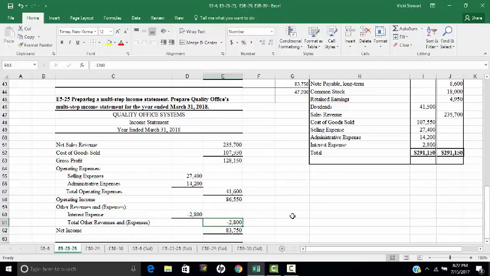And that is the conclusion of the demonstration for exercises E5-23, 24, and 25.